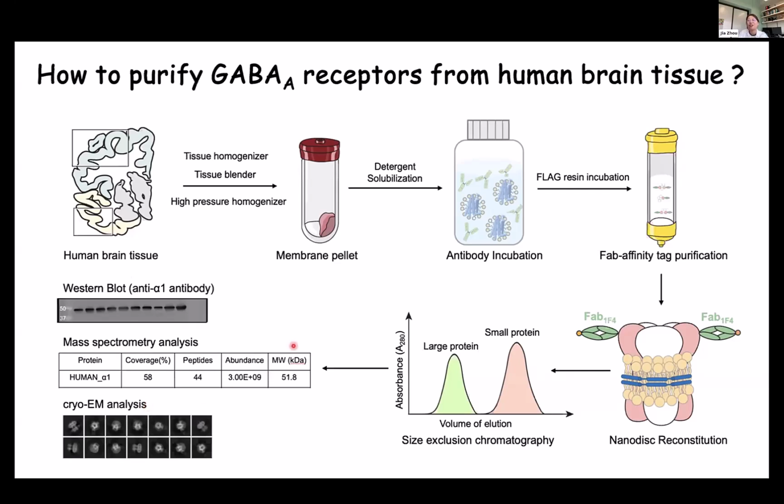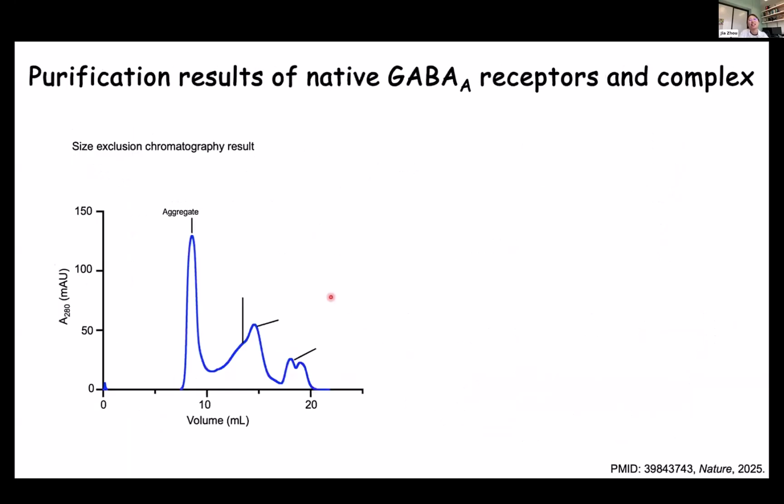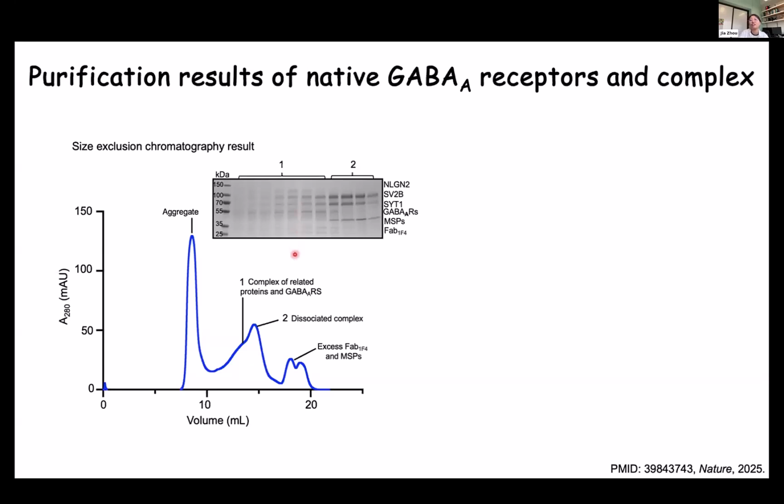I will first start with the SEC part. As you can see, except for the very big aggregate peak, we get several other small peaks. So we directly ran an SDS-PAGE gel to figure out what's inside. From the gel, as you can see, so many different bands exist there that we can barely tell what they are. So what we did was cut each of them out separately and send them for mass spec. Then we have a very clear idea what they are.